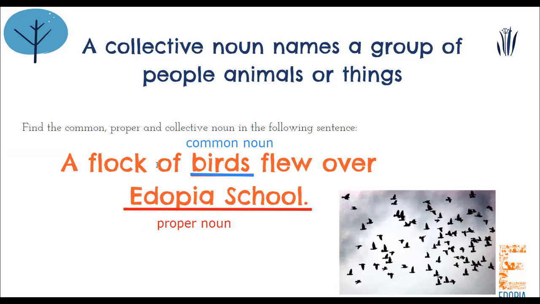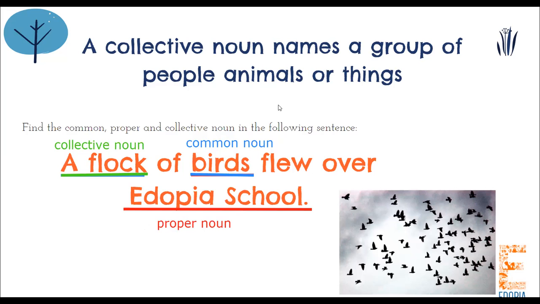Yes, you're absolutely right. It is going to be a flock. A flock basically represents a group of birds. So when birds fly together in the form of a group, you call them a flock. So the word flock over here is a collective noun. As you can also see in the picture, the group of birds are flying together. So over here, these group of birds are basically called a flock.